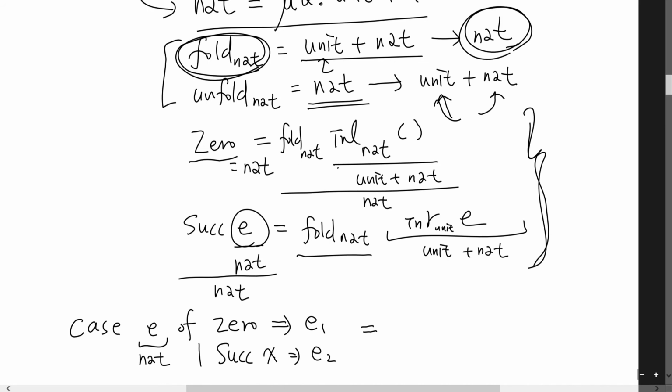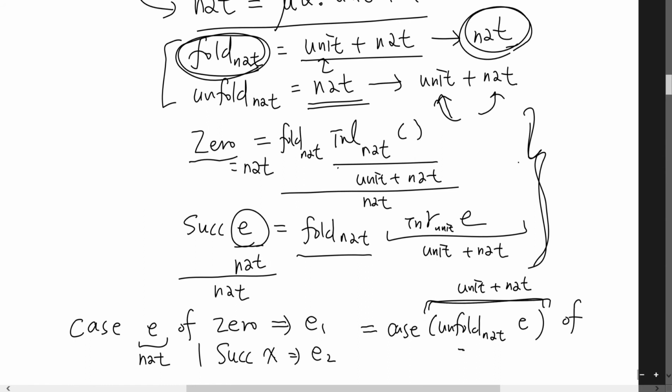So what we do first is apply unfold NAT to expression E. Now this has a type unit plus NAT. Now we are ready to perform case analysis on this sum type. If this is injection left x, then we created this natural number by taking the left branch. In this case, the argument is uninteresting, so we take this branch and we keep evaluating expression E1.